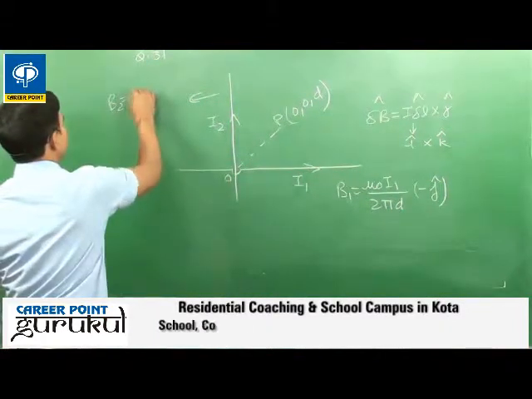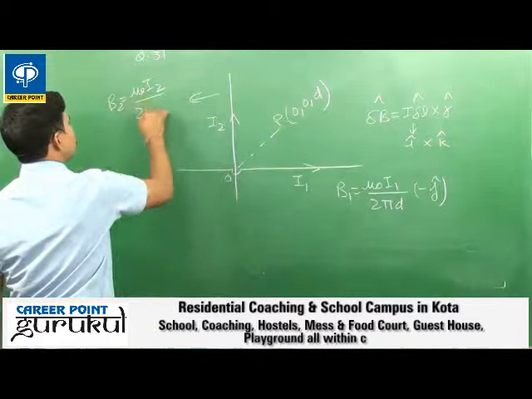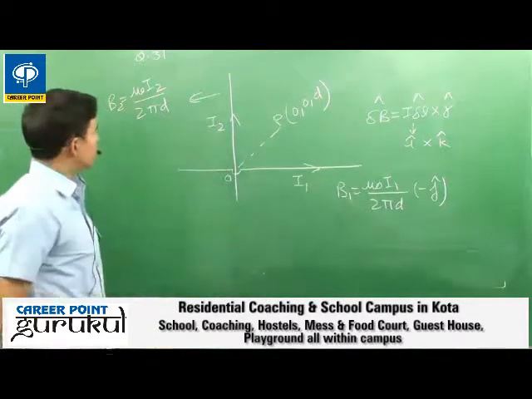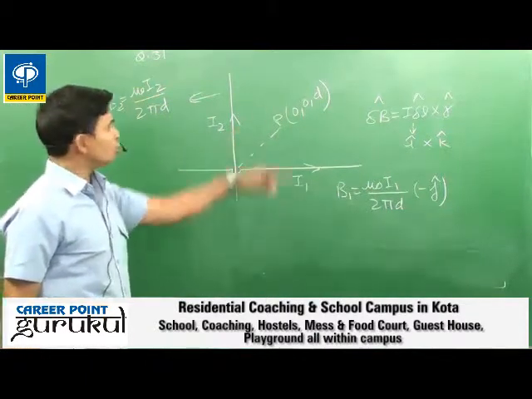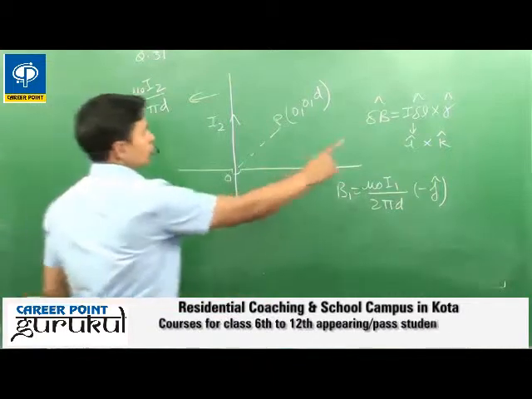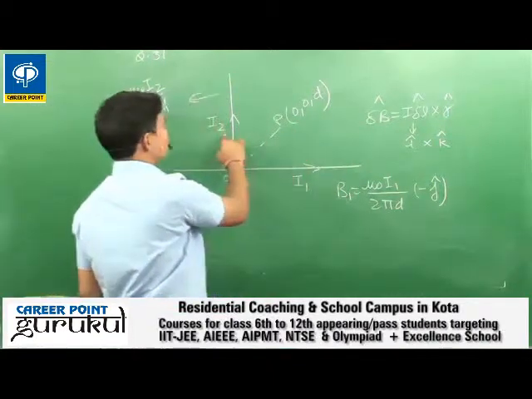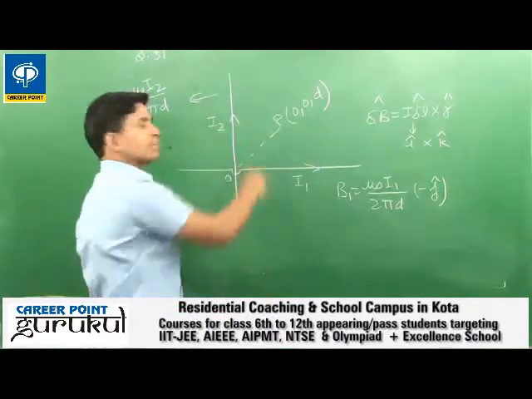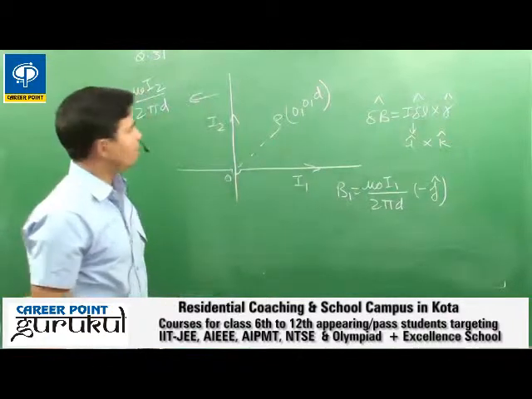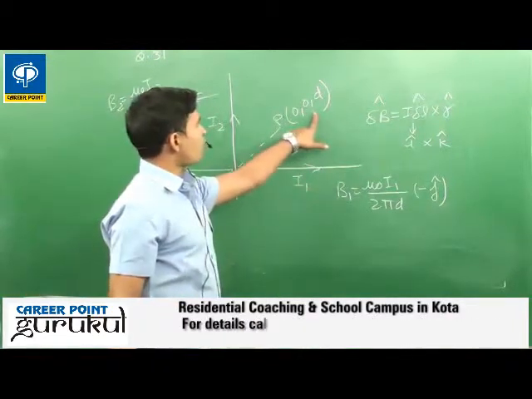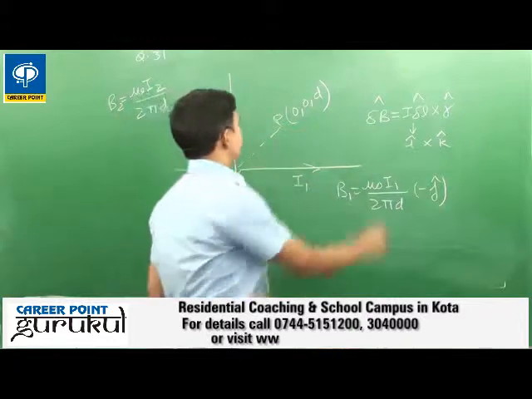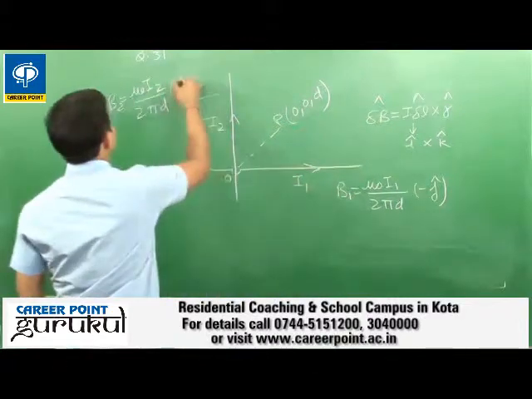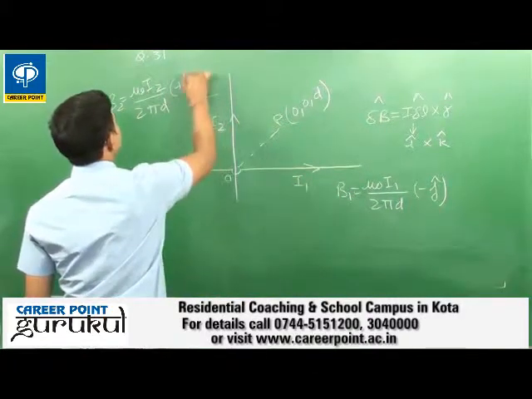and due to the wire I2, the magnitude of the magnetic field is mu naught I2 upon 2 pi D, and the direction is j cross k. For it, the direction of the current element is along j, and the direction of the r vector is k. So j cross k is i, so plus i.